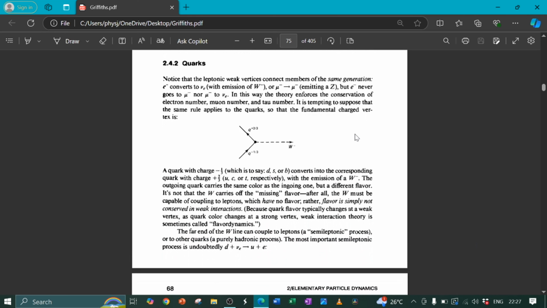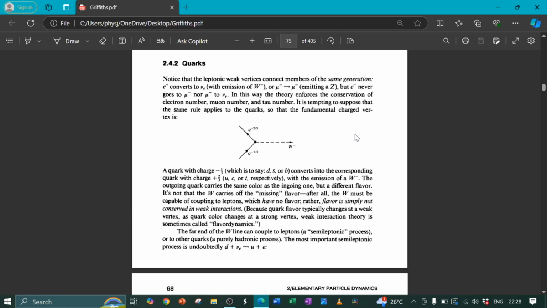Quarks. Notice that the leptonic weak vortices connect members of the same generation. Electron converts to electron neutrino with emission of W-, or muon negative goes to muon negative, emitting a Z. But electron never goes to muon negative nor muon negative to electron neutrino. In this way, the theory enforces the conservation of electron number, muon number and tau number.